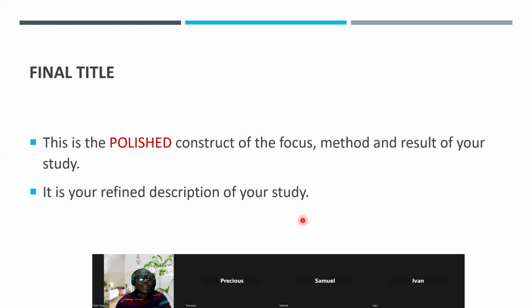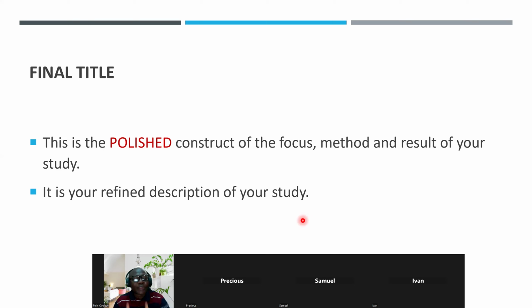Now, let's look at the final title. Usually, the final title of any research work is the polished construct of the focus, the method, and the result of that study. It could be referred to as your refined description of your study. You have refined it. You have cut off all the excesses, all the extraneous things from your study. So we refer to it as the final title.